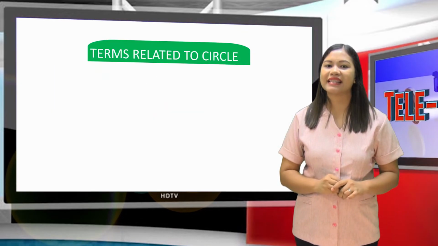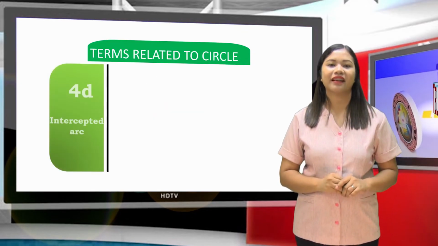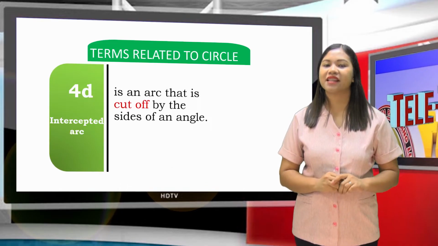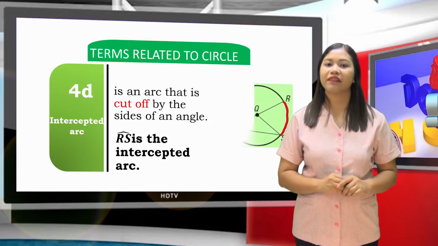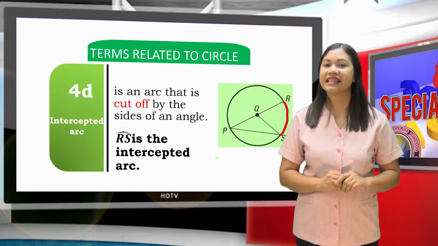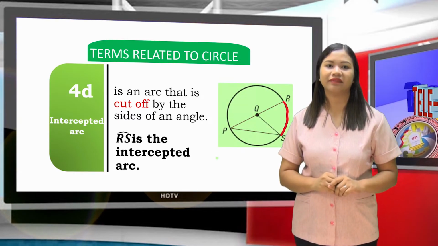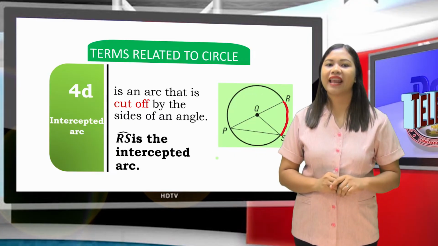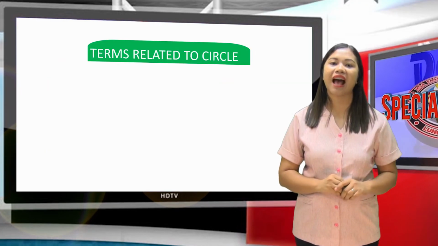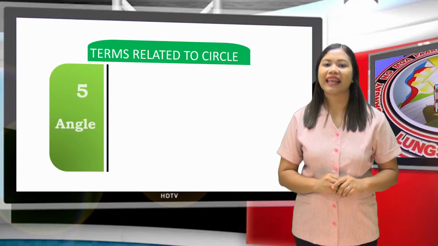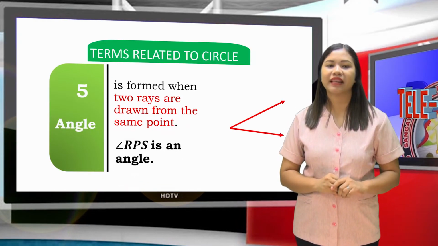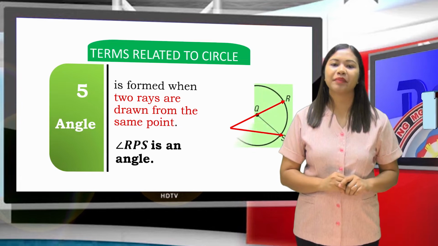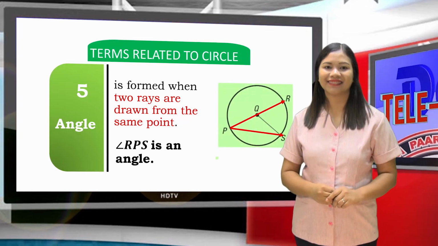The last one is intercepted arc. Intercepted arc is an arc that is cut off by the sides of an angle. In the figure, arc RS is the intercepted arc. Moving on to the next term related to circle, we have angle. An angle is formed when two rays are drawn from the same point. In the figure, angle RPS is an angle.